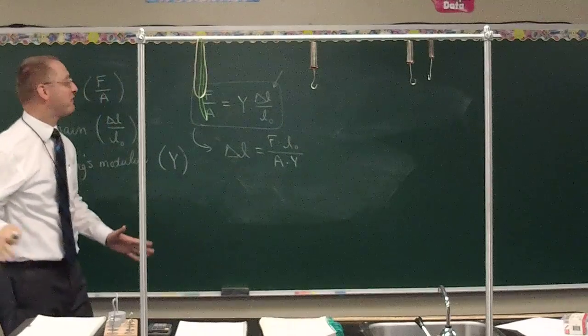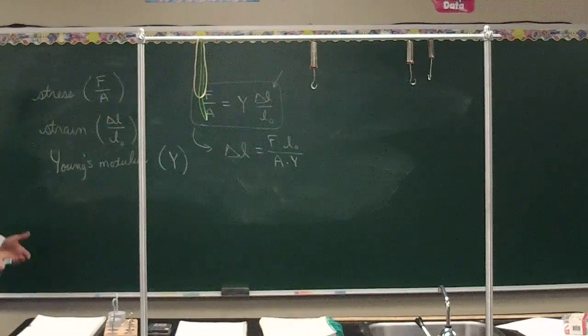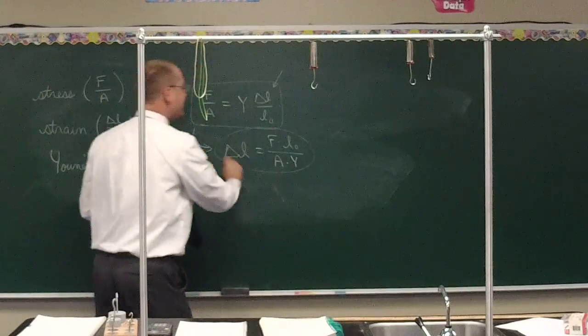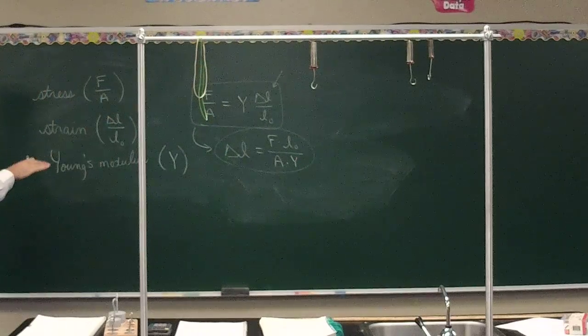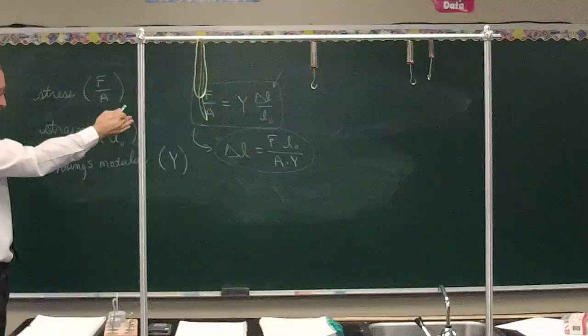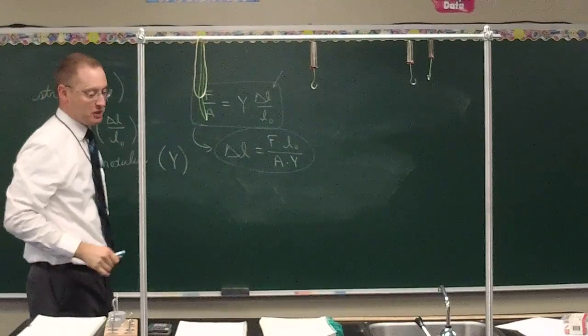Now it's dumb, but if it helps you remember how to find change in length, or elongation, deformation, then more power to you. But this is generally how we'll use the equation, Flo over A. Force times original length over cross-sectional area times Young's modulus.